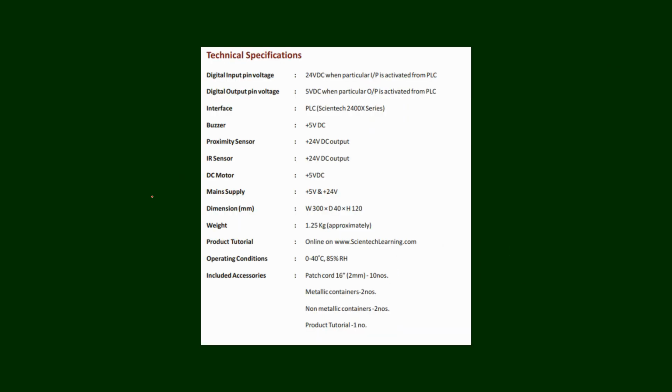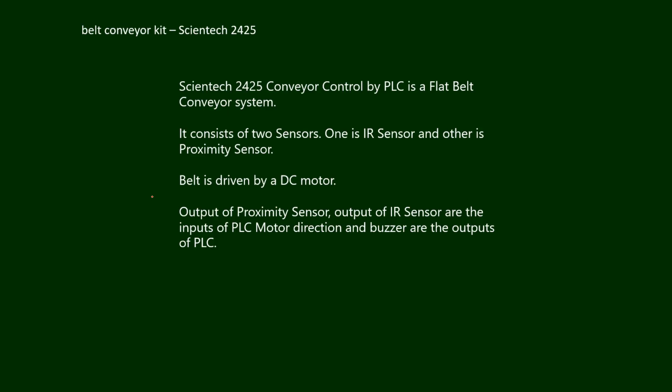Technical specification of this belt conveyor system is given here. Digital input for this platform: we are giving 24 volt DC. Digital output voltage: 5 volt DC. Interface PLC. Buzzer: plus 5 volt. Proximity sensor will work on 24 volt. IR sensor will work on 24 volt, but the DC motor will work on plus 5 volt DC. Of course, main supply we are giving 5 volt and also 24 volt. Dimensions, weight and other things are given here.